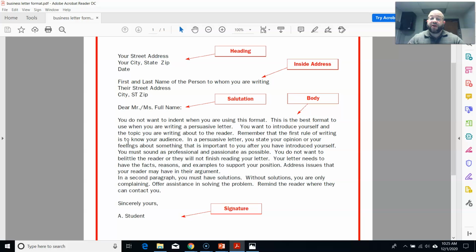Now, in your second paragraph or your later paragraphs, okay, you need to have some sort of what I call a call to action, okay? Your call to action tells the reader what you want them to do. You've given them their information. Now, what do you want to have happen, all right? It takes care of the so what, if you will, as in, so what? What do you want me to do about it, as the reader, okay? So having the call to action helps that. So in a second paragraph, you will have solutions, because without solutions, you are only complaining or whining or just griping, all right? Offer assistance to solve any kind of problems, that sort of thing. And then, of course, remind the reader where they can contact you.